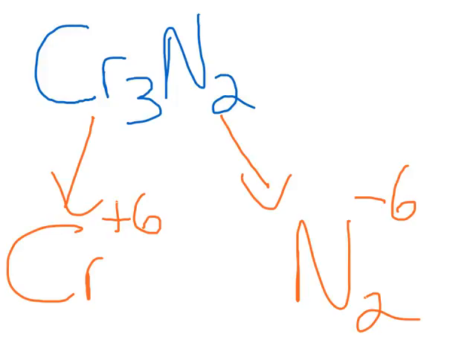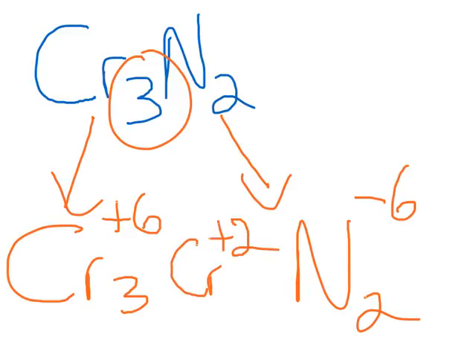Okay, but here, in this one, it's a little bit different than the last one we did. There are 3 chromiums, as it states here in the chemical formula. So that +6 charge is evenly distributed among 3 chromium ions. So if it's evenly distributed among 3 chromium ions, then each chromium ion has to be a +2. Okay? That makes the name of this thing chromium II nitride.